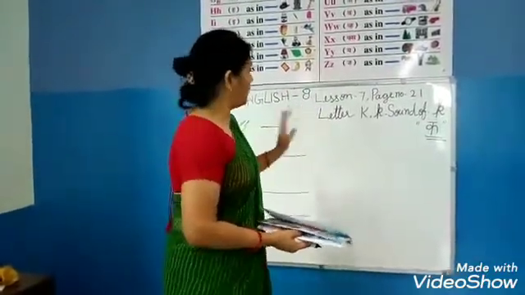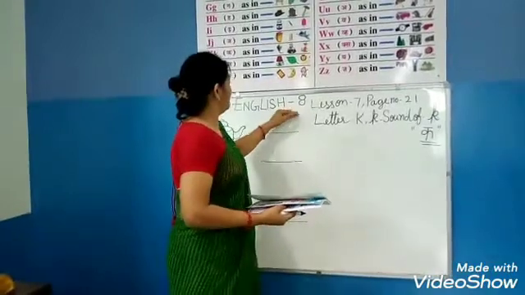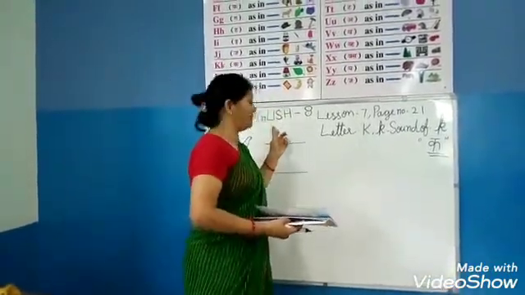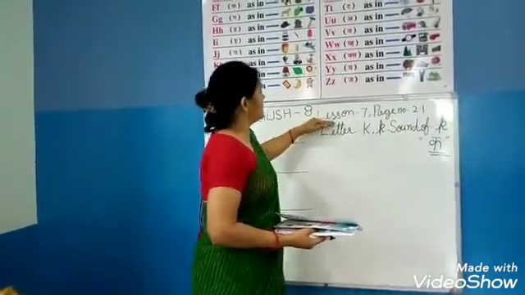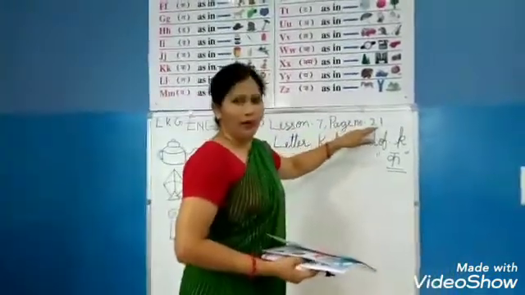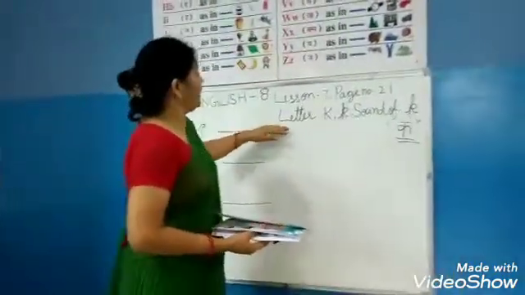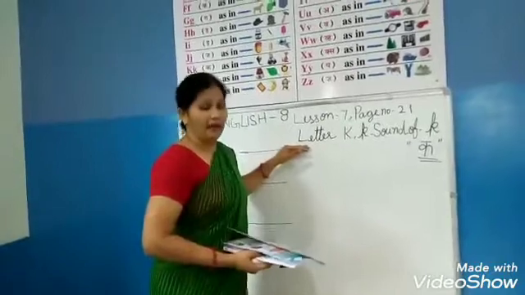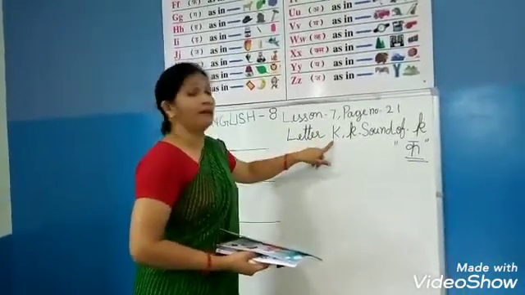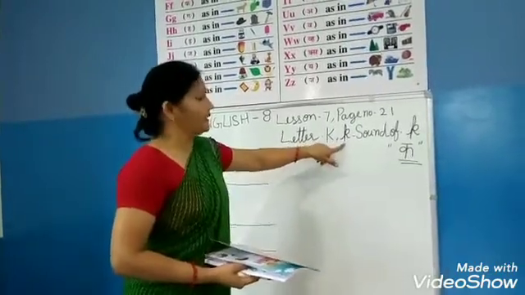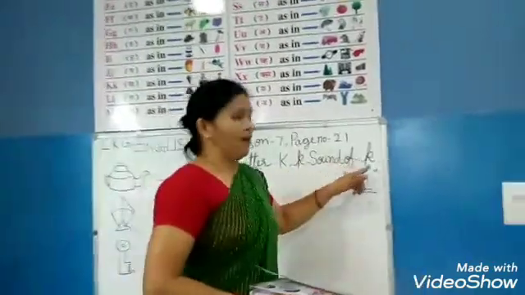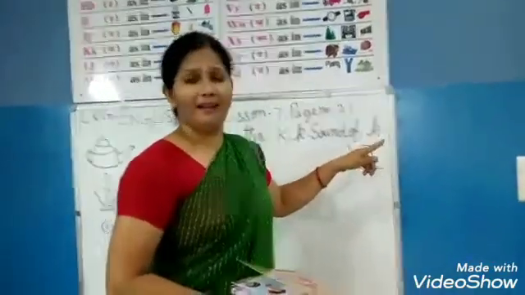Okay children? So today I will teach you English subject, our lesson 7, page number 21 and letter K. Okay children, letter is K. This is the capital letter and this letter is small letter. Okay children, sound of K, K, K.